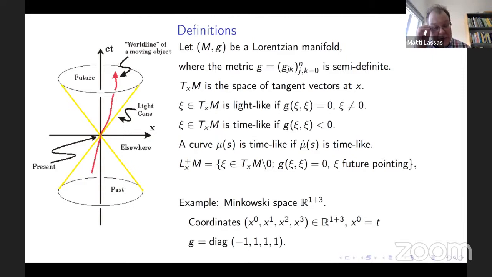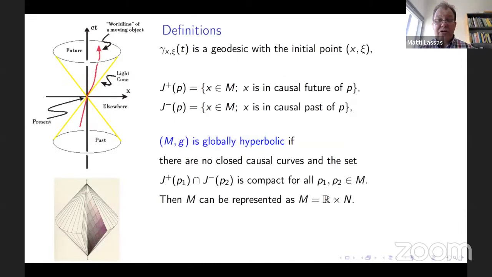One more notation: I collect all future pointing light vectors, so all vectors that are tangent to the light cone, this yellow cone, and are pointing in the forward future direction. This is denoted by L plus. So these notations we will be using. There are a few more definitions. We use geodesics. Typically the path of a light ray is a geodesic in Lorentzian space, and it satisfies the same equation as geodesics in Riemannian geometry, only that the metric is semi-definite.